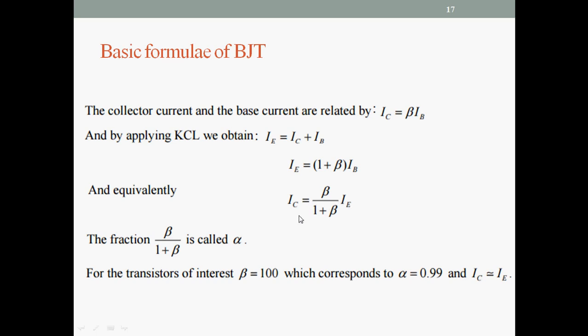Whenever we are solving for this, we can define the fraction beta by 1 plus beta as alpha. For the transistors of interest, beta is equal to 100, which corresponds to alpha is equal to 0.99. From this relation we can define IC is approximately equal to IE, as alpha is the ratio of collector current to the emitter current, and alpha is called the current gain.